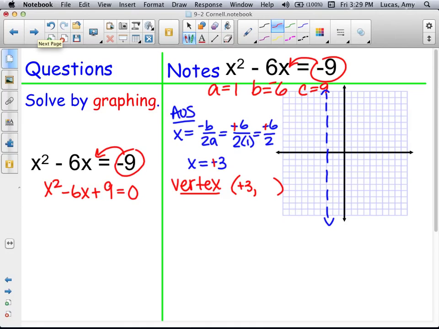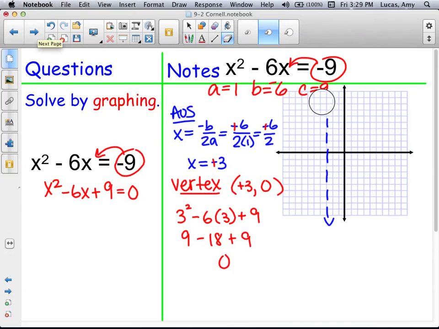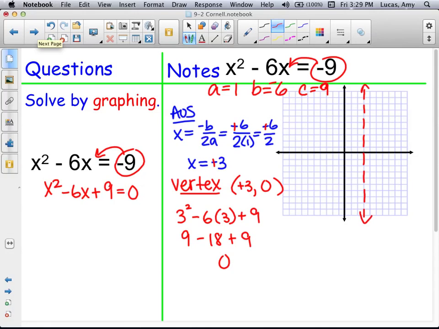So, plug in 3. 3 squared minus 6 times 3 plus 9. 9 minus 18 plus 9 is 0. So 3, 0. So I've got to move my symmetry line because I had it in the wrong spot. It was supposed to be at +3. And we've just found the vertex. The vertex is at 3, 0.